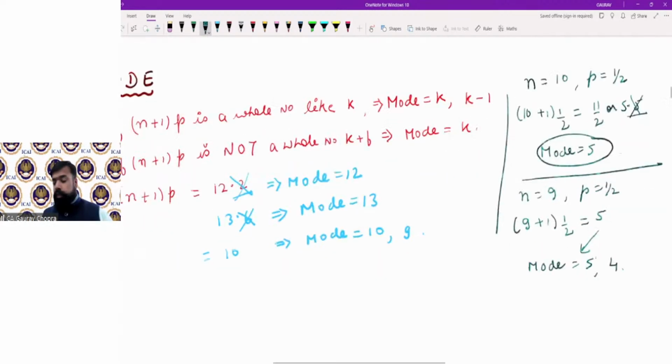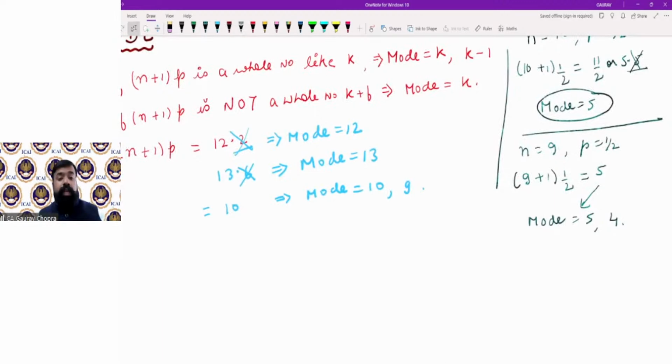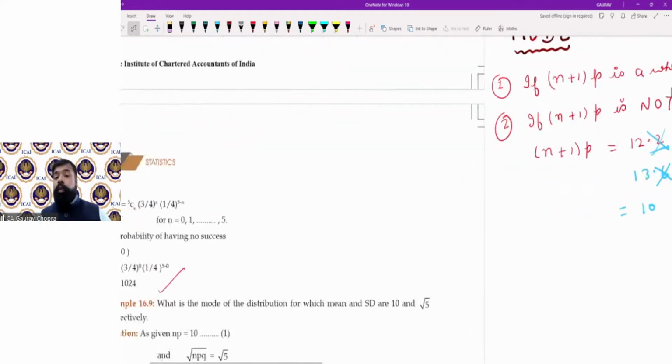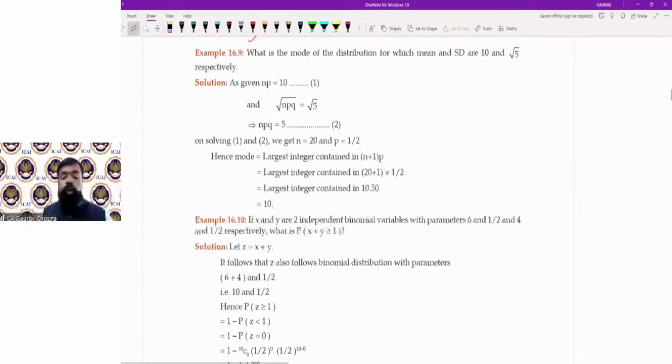Ms. Khan is asking, in exam do we use a calculator? Yes, calculator is allowed in examination. You can do all your calculations using that calculator. Okay.